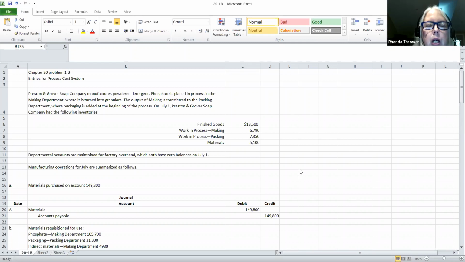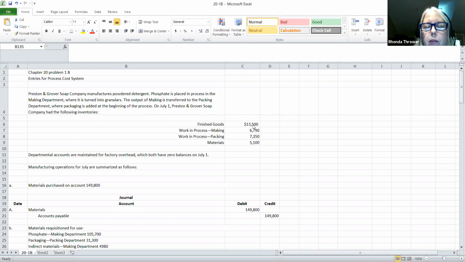In this problem, what we're going to be looking at is a company called Preston Grover Company, and we're going to be manufacturing powdered detergent. Phosphate is a material that's placed into process in the making department, where it's going to be turned into granulars. The output of the making department is going to be transferred to the packing department, where packaging is added at the beginning of the process. And on July 1st, Preston and Grove Company had the following inventories.